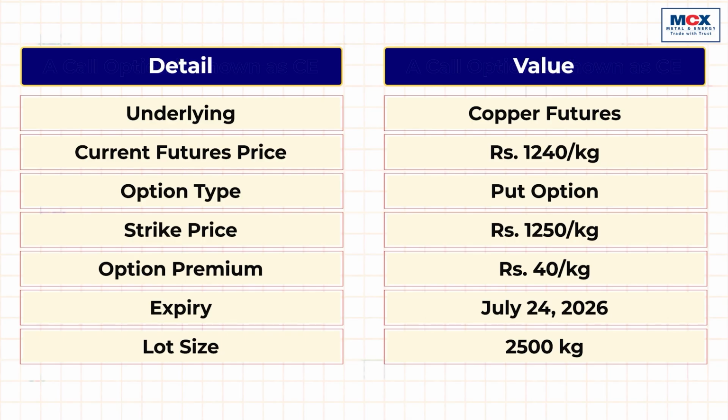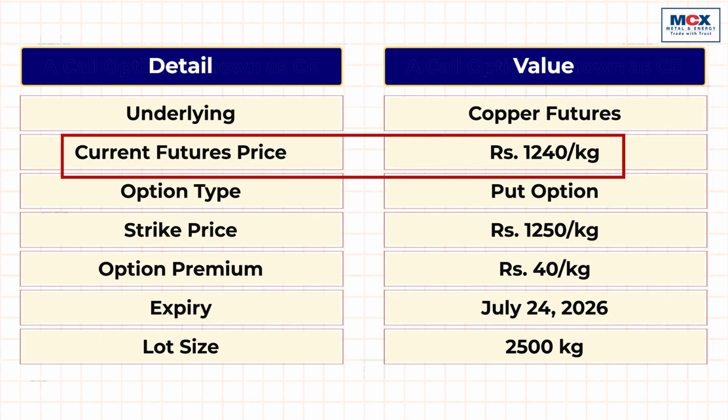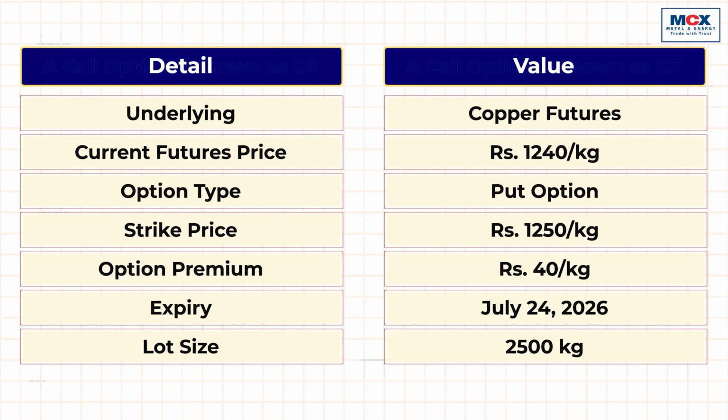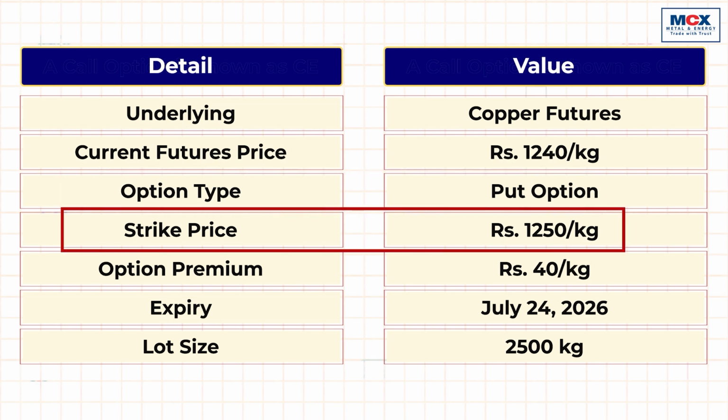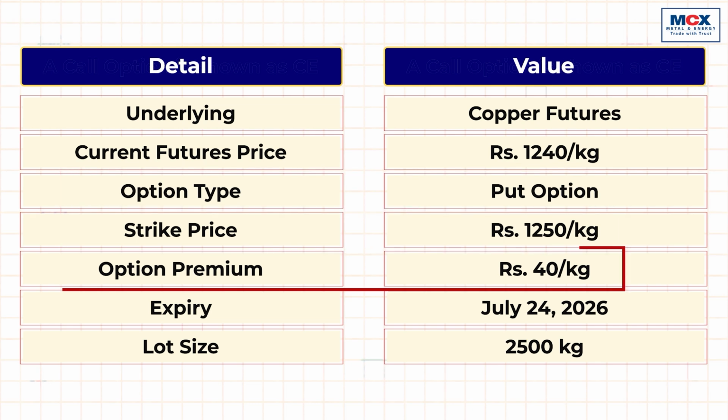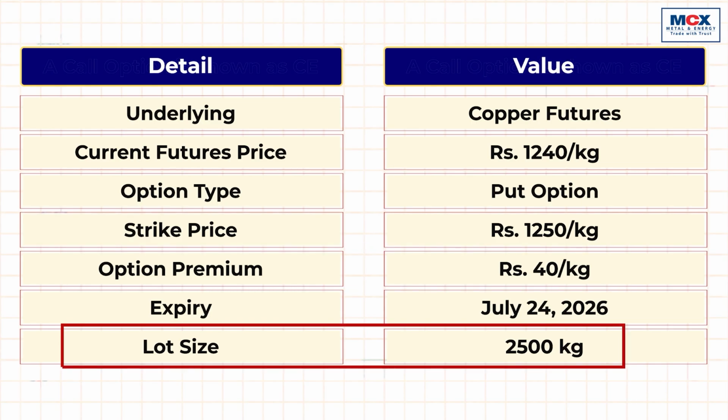example. Suppose copper futures are currently trading at Rs 1240 per kg. A trader buys a copper put option with a strike price of Rs 1250 per kg. This put option is trading at a premium of Rs 40 per kg. The lot size is 2500 kg.